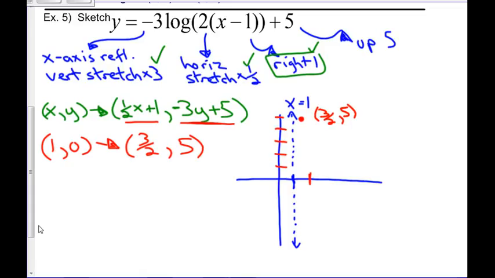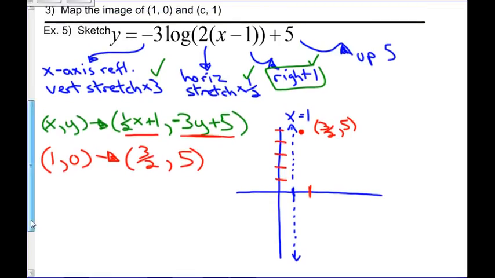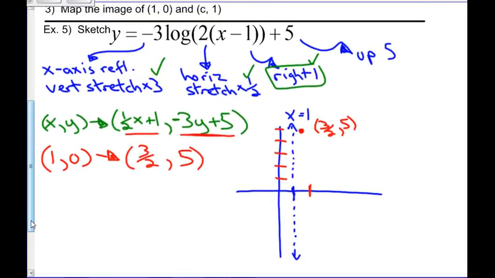The other important point was the point 10, 1. Now, up here, if we take a look at this log expression, it shows no base. So the base is assumed to be 10. That's not a negative 10, that's just the convention when you write a dash. So base is 10. So normally, this would have the point 10, 0. Sorry, 10, 1, rather.